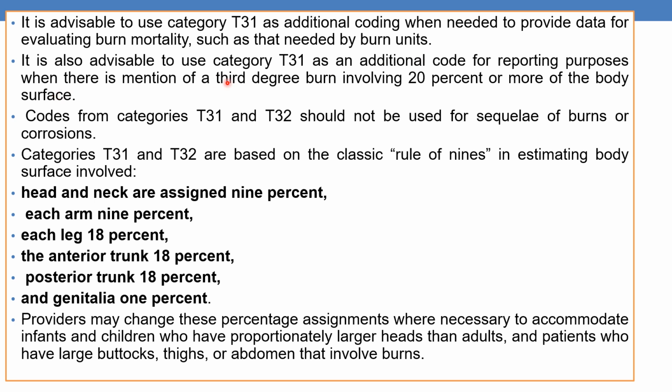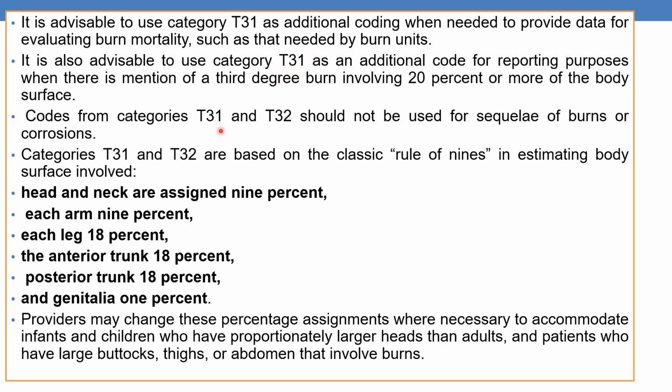It is also advisable to use category T31 as an additional code for reporting purposes when there is a mention of third degree burn involving 20% or more of the body surface area. T31 category can also be used as additional codes in two cases. The first case is for evaluating burn mortality, such as that needed by burn units, or whenever there is a mention of third degree burn involving 20% or more of the body surface area. In such cases, you can additionally use codes from T31 category.